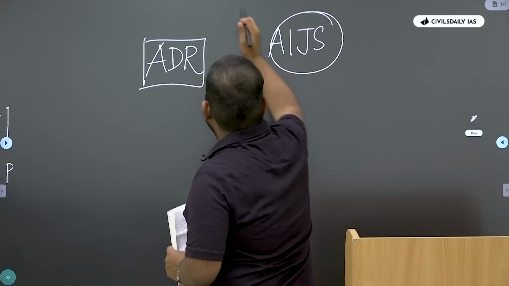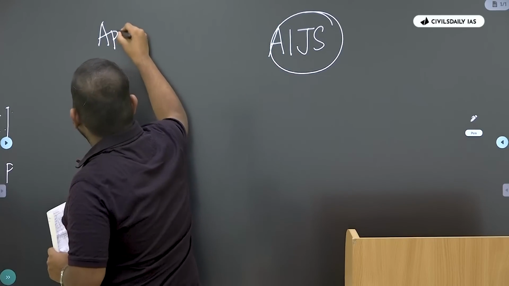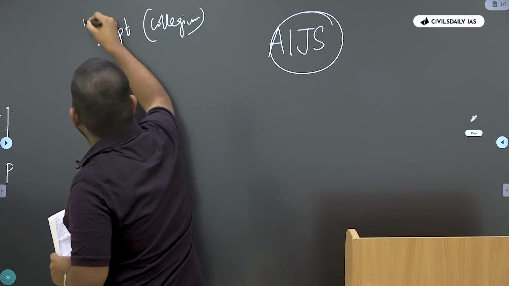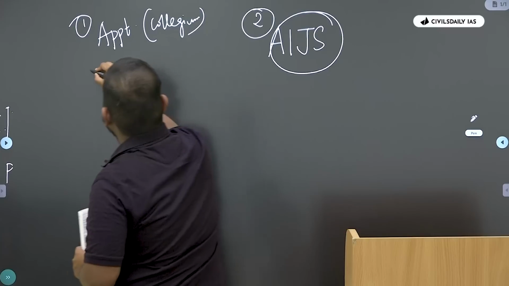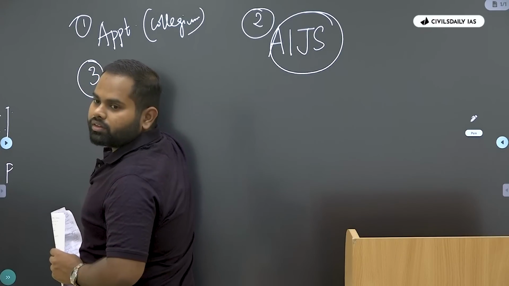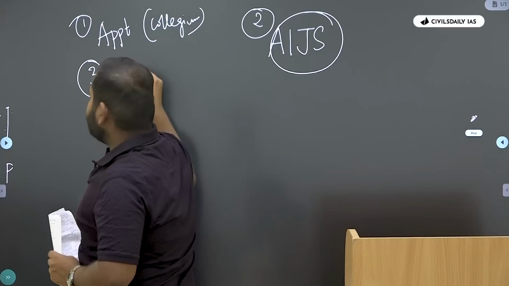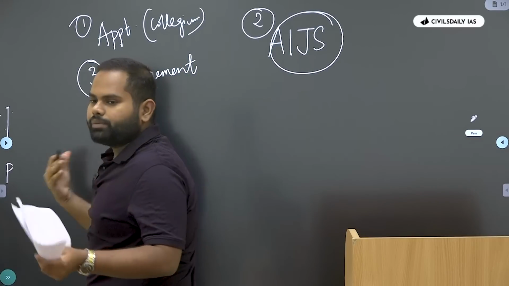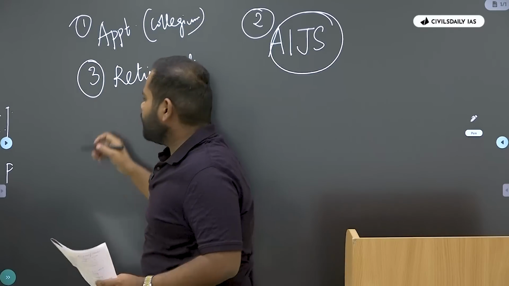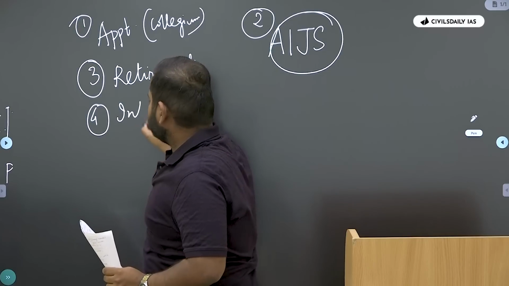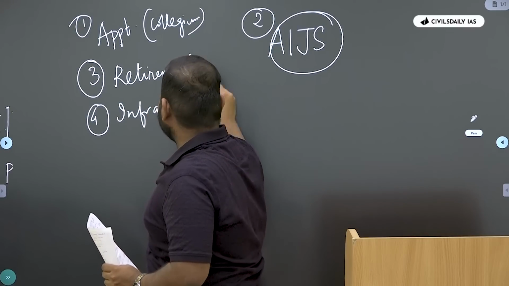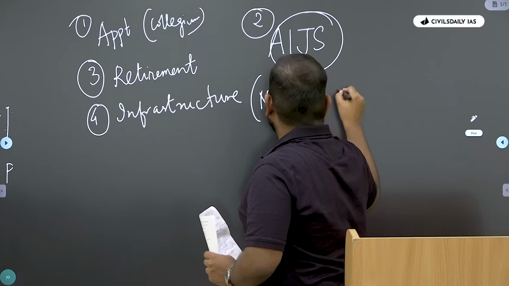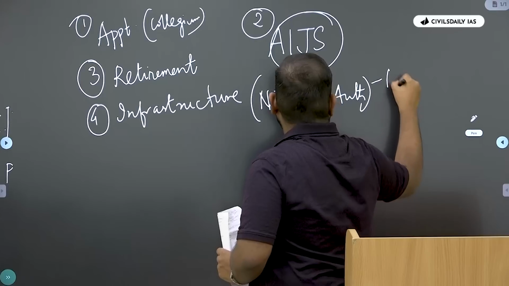So we talked about appointment, which is collegium reform. We talked about All India Judicial Services. What else did we talk about? Retirement: the period of joining anything else, basically post-retirement roles and the age. Next, we had infrastructure. Infrastructure could be technical and non-technical, and there we talked about the National Judicial Infrastructure Authority, which was given by N.V. Ramana.